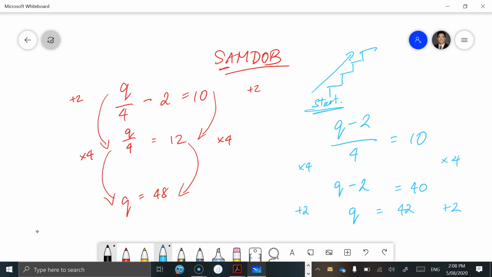Obviously, if you want to backtrack again, you're going to do the opposite, right? So you're going to subtract 2, and then you're going to divide by 4. 42 minus 2 is 40. 40 divided by 4 is back to 10.